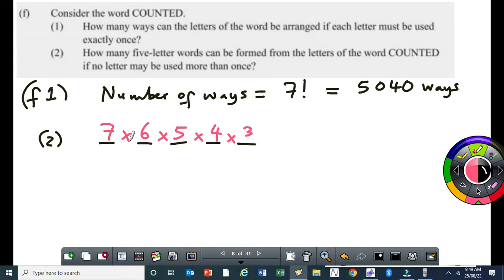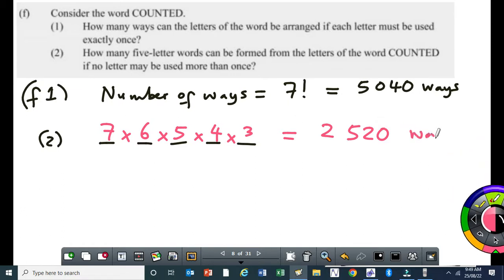So, what answer would you get? 2,520. That would be 2,520 words. They are actually 5-letter words.